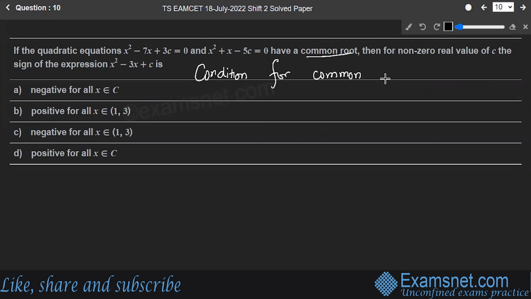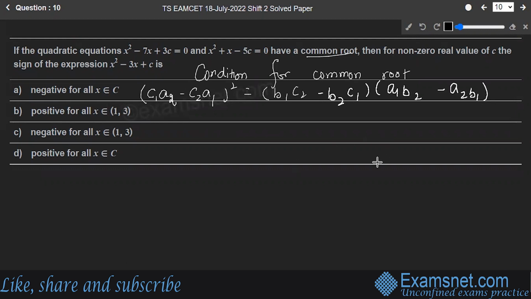Condition for common root. This is C1 A2 minus C2 A1 whole square is equal to B1 C2 minus B2 C1 into A1 B2 minus A2 B1. So let's fill in the values actually. You know, this is A1, coefficient of x square is equal to A1, and this is B1 minus 7, C1, 3C, A2, B2, C2. So A2 is the coefficient of x square in the second, B2 is the coefficient of x, C2 is minus 5C. Let's fill in the values now. So C1 is 3C, A2 is 1, so minus C2 is minus 5C.